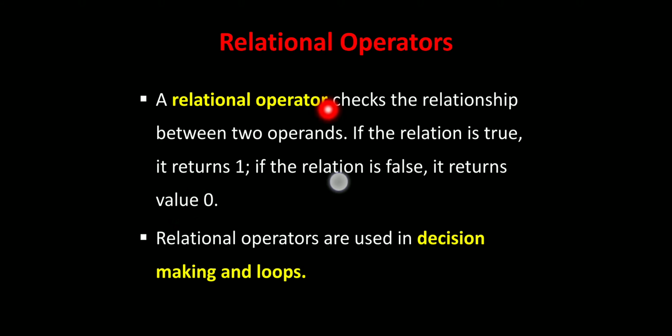Relational operators check the relation between the two operands. If the value is true, it returns 1. If the value is false, it returns 0. Relational operators are used in decision making and looping.